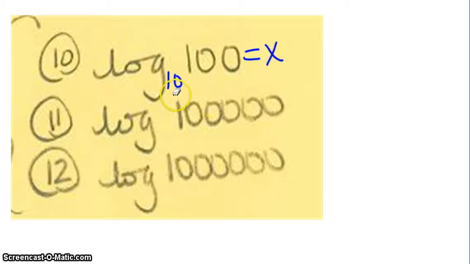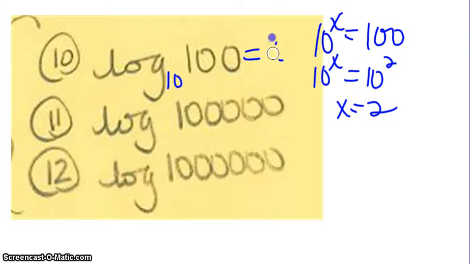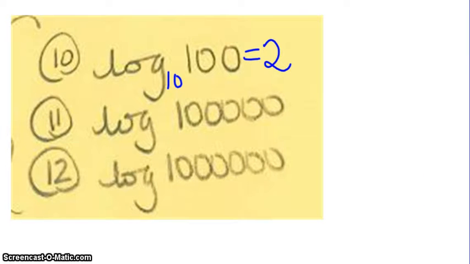Now I'm going to rewrite this. 10 to the x equals 100. Remember that whole thing a while back about getting common bases? That's what I'm going to do here. 10 to the x equals 100 is 10 squared. So if my bases are the same, my exponents must also be the same. So that would mean that this is equal to 2. I'm going to erase this and do the next problem.